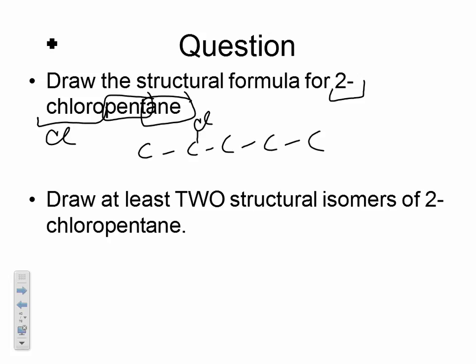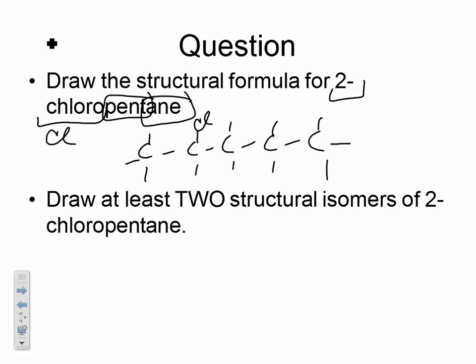So, okay, I'll put the chlorine on the number 2 carbon, and then go ahead and give every carbon 4 bonds. Remember, halogens only make 1 bond. They have 7 valence electrons. You only need 1 additional electron to get to 8. So, unlike carbon, which has 4 valence electrons and needs to make 4 bonds, halogens only need to make 1 bond. So there we go. That's 2-chloropentane.